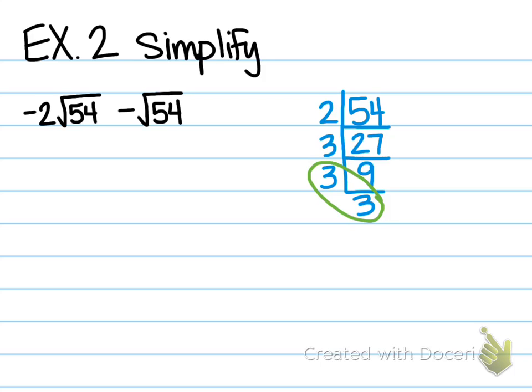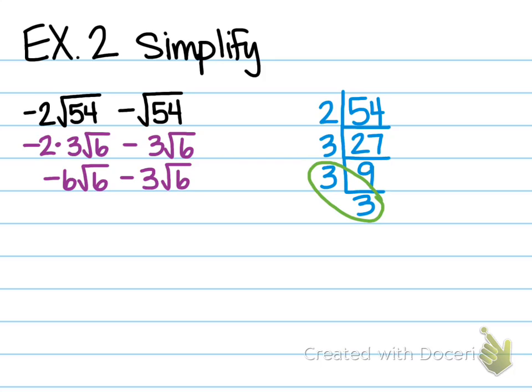So the 3 that comes out is going to be multiplied times the negative 2 that's already there, and then the 2 and the 3 that are leftovers multiply and stay inside. So that's a 6 on the inside. Well, we just simplified square root 54, so it's the same thing here, minus 3 square root 6. So for the first term, we're going to multiply those together, so that's negative 6 square root of 6 minus 3 square root 6.